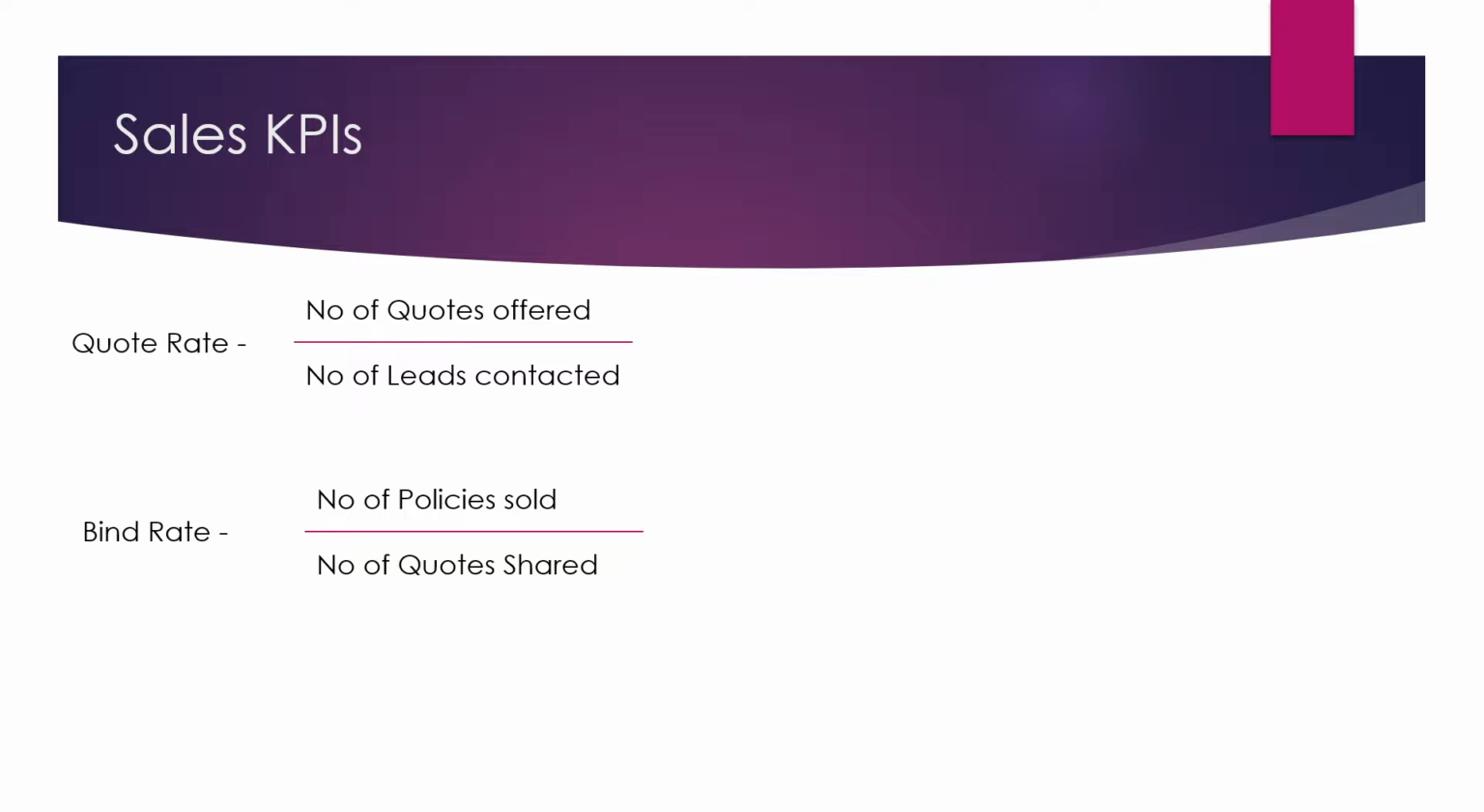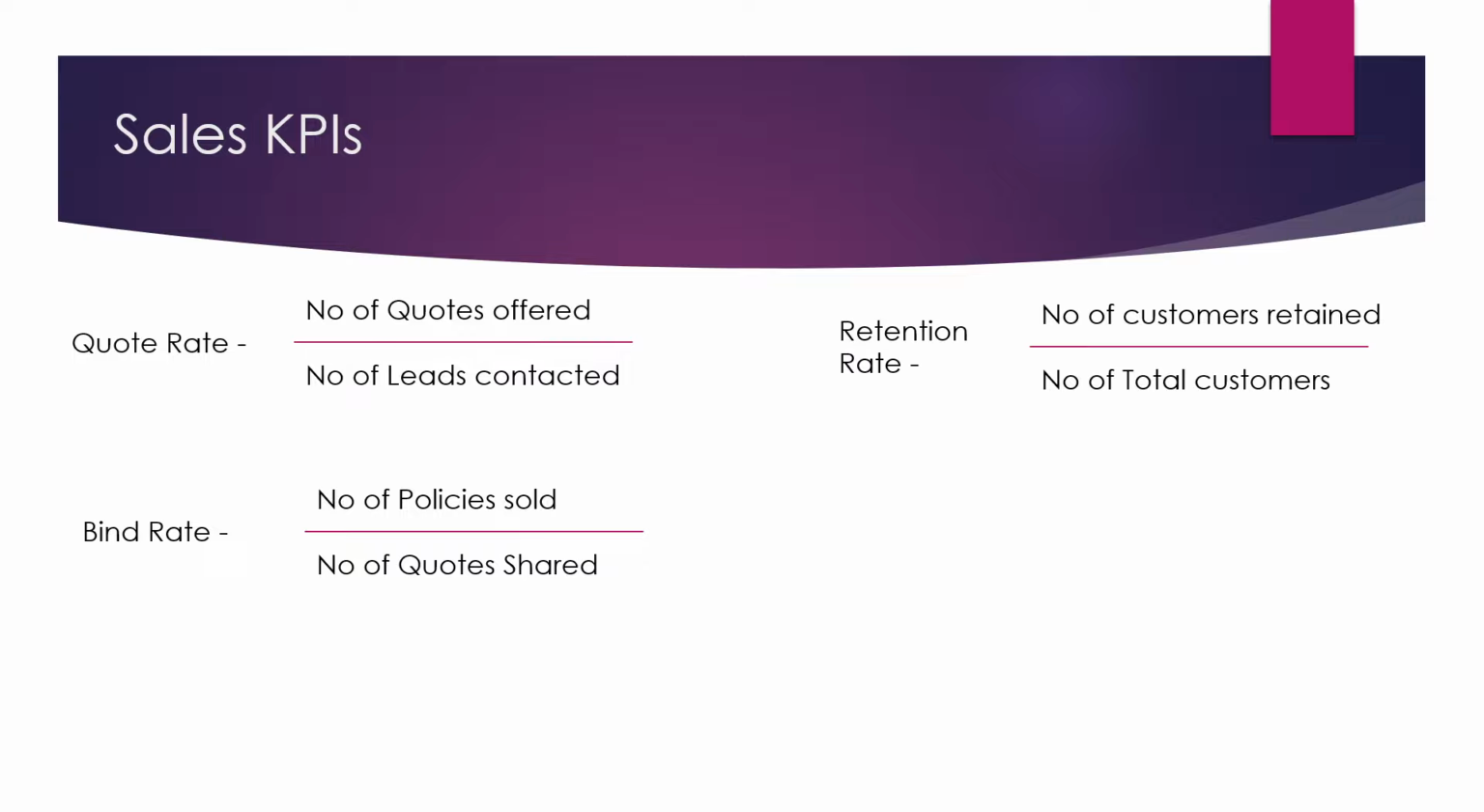The second important KPI is bind rate, right? This is one step above quote rate. Say, out of our 100 prospective customers, we have shared quotes with 50 customers. But within the 50 customers, finally 25 customers have liked our quote and they want to go ahead with us as an insurance company. In that case, 25 policies have actually been sold out of 50 quotes which were shared. So again, in that case, the bind rate is 50%. That is what bind rate tells us: the number of policies finally sold as a share of the total quotes which were shared.